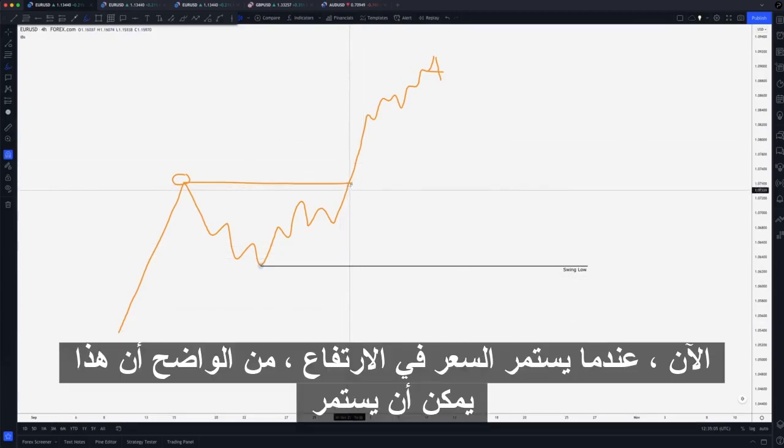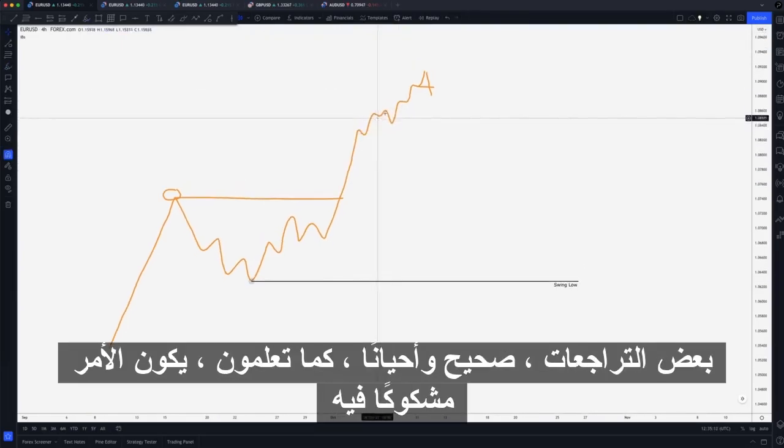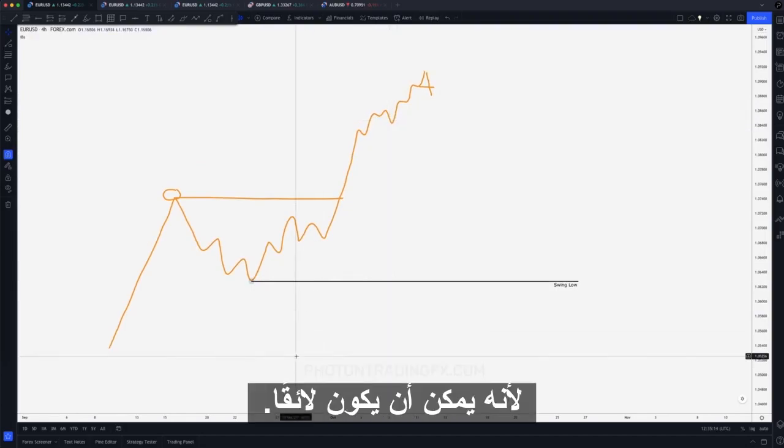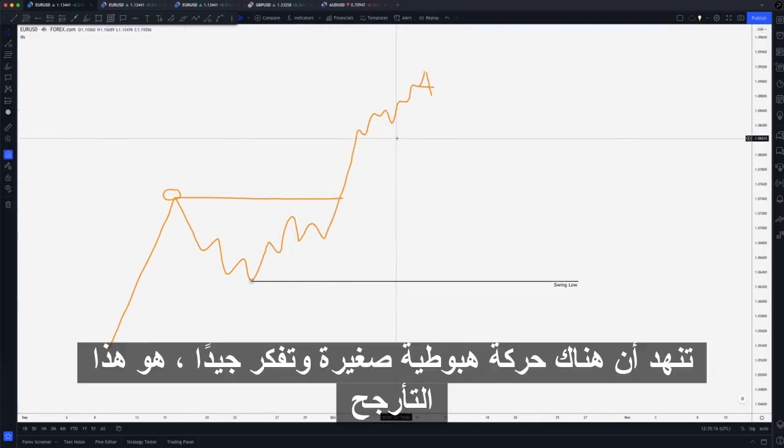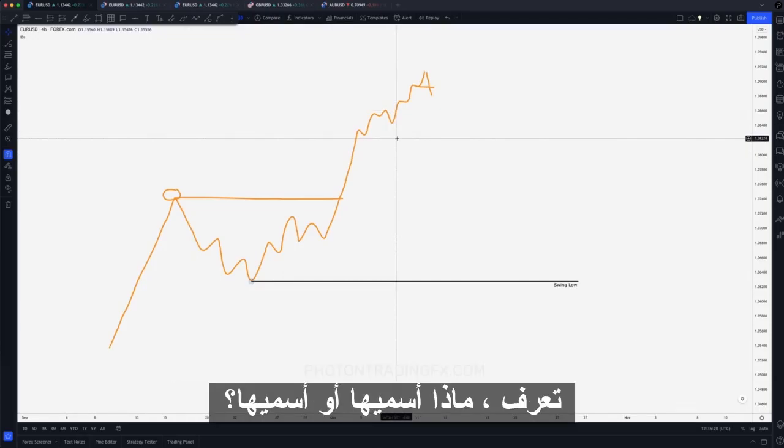Okay. Now, when price continues to move up, this can obviously continue moving up for a little while. And you can get these tiny little pullbacks. And sometimes it's questionable because it can be a decent sized little bearish move, and you're thinking, well, is that a swing pullback? Is it not? Is it minor? What do I call it?